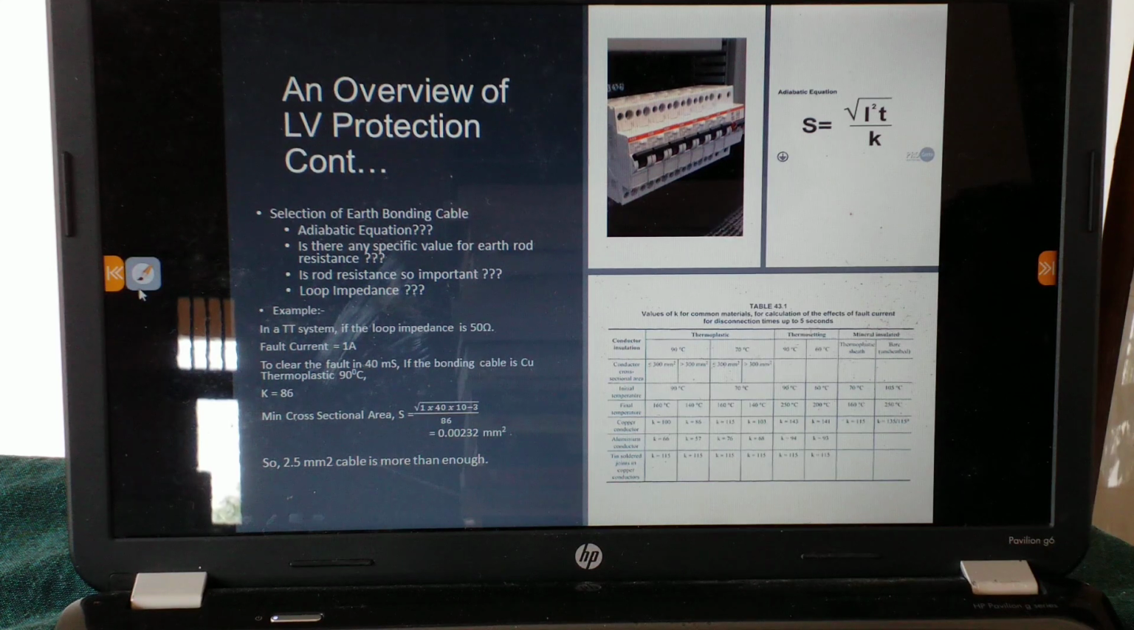Then let's have an example and then you can understand. In a TT system, if the loop impedance is 50 ohms, and of course loop impedance meters are available, the fault current is 1 amp. How is that?